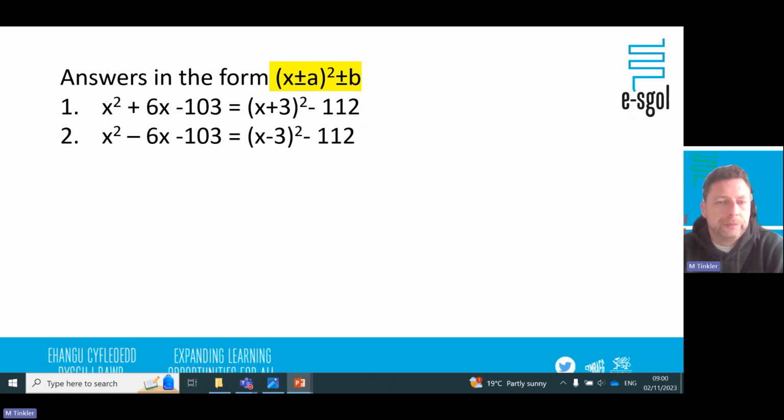And the second one, almost the same answer. It's still minus 112 on the end, because if I do minus 3 squared, it's worth 9. So I have to take away the 9 to counteract it. So take away 9, take away 103, gives you minus 112. So negative 9, subtract 103, gives you minus 112.